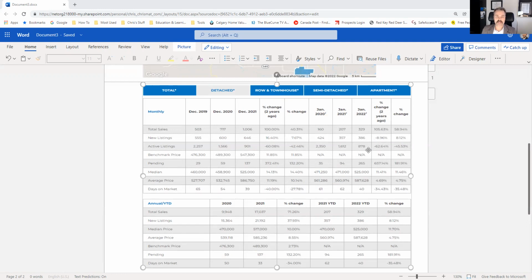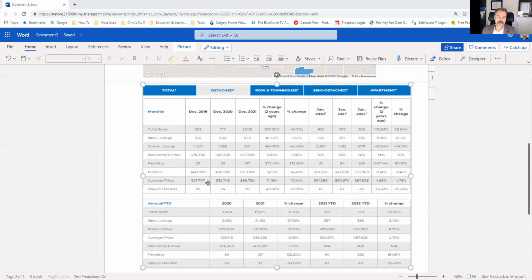And active listings, you can see that our active listings have dropped substantially from a couple of years ago, from 2,200 down to 900 come year end. And then in January 2020, 2,300 listings, down to super low, dropped just about three times below what levels we were at in 2019. So we've got a reduction in active listings of around 45%.